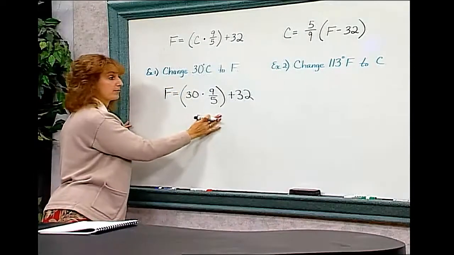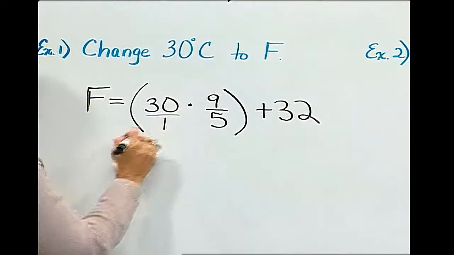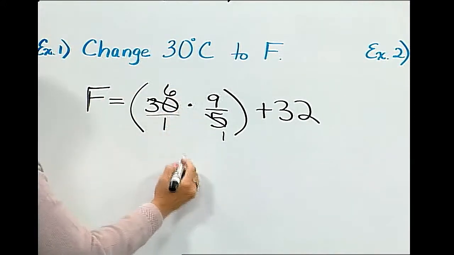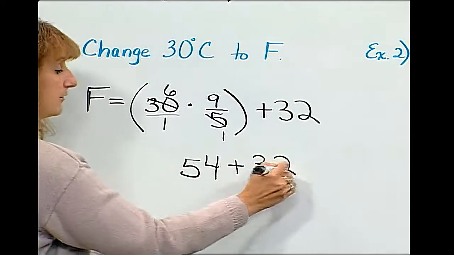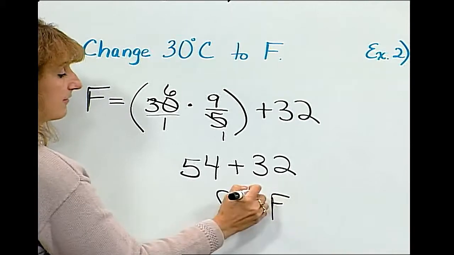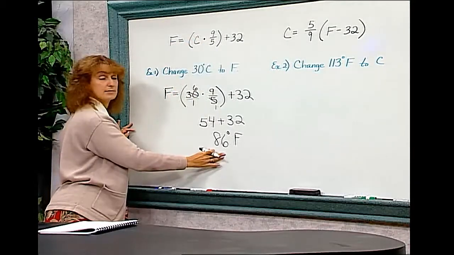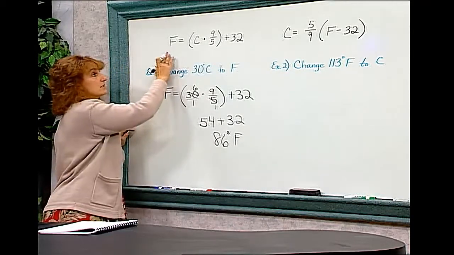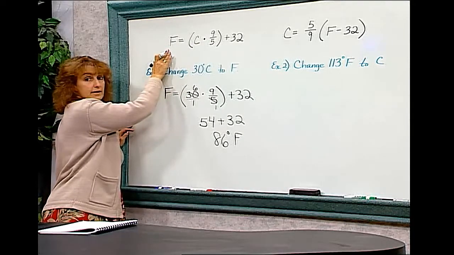Let's do what's in the parentheses first, remembering that this can be 30 over 1, and we can cancel out when we multiply. I get 6 times 9 is 54, plus 32, and I get 86 degrees Fahrenheit. So 30 degrees centigrade is the same as 86 degrees Fahrenheit. Remember, you're going to use this formula when you know the centigrade and you're trying to find the Fahrenheit.